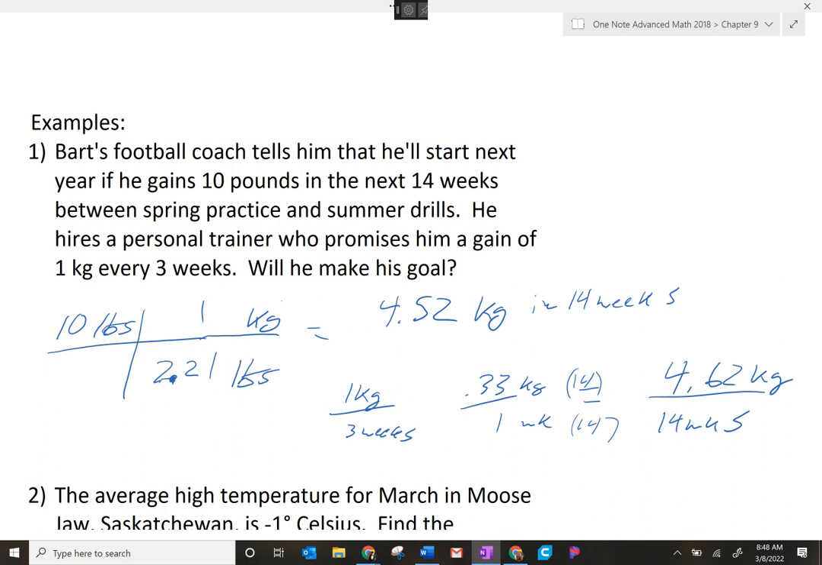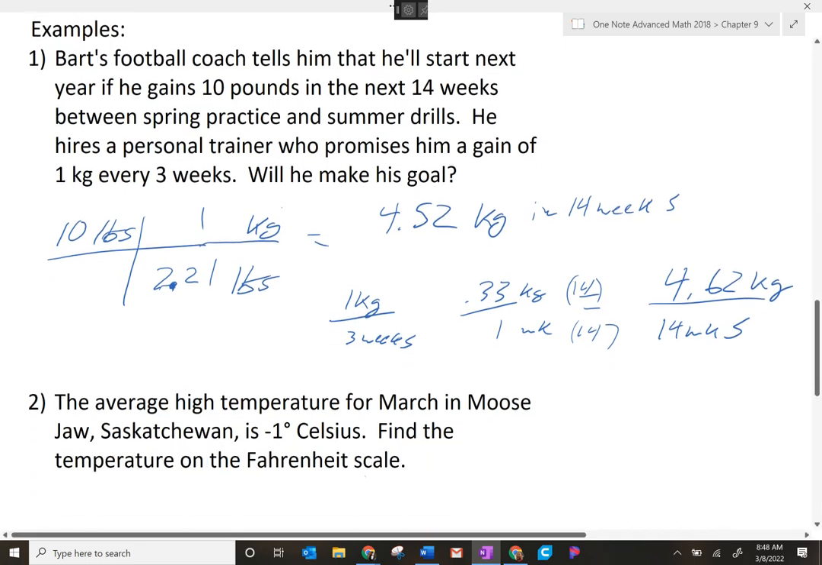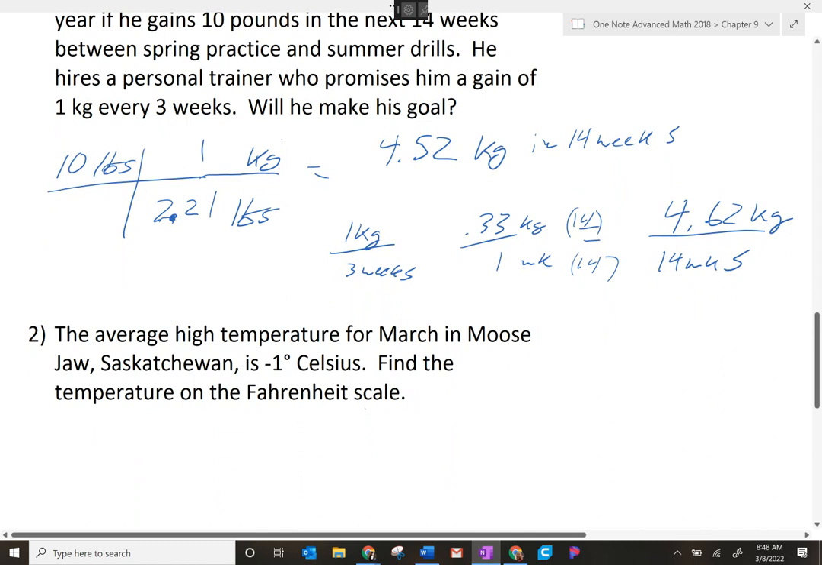Okay. Looks good. Good on that? All right. The two of them that aren't going to really follow that same chart method are going to be changed for converting things from Fahrenheit to Celsius.